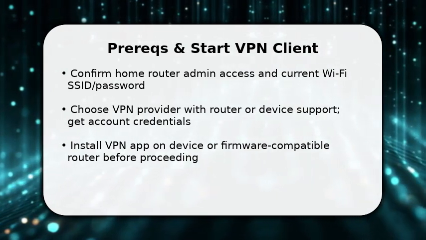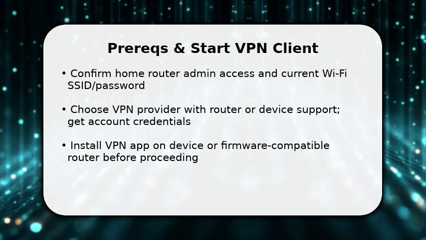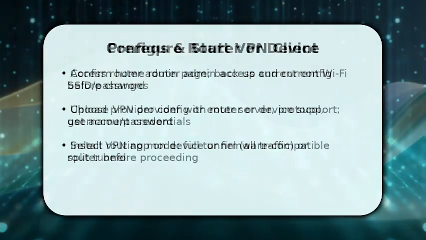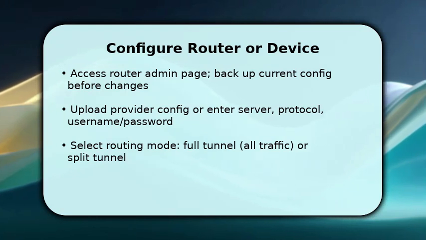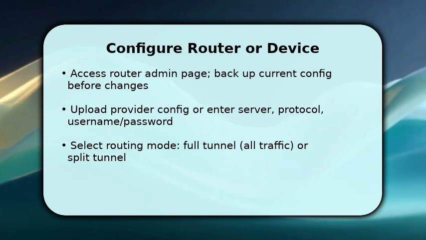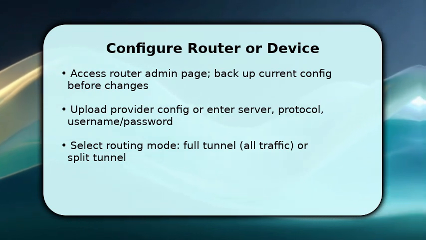Start the client now and log in. This is the first actionable step to link the VPN to your home network routing. Once done installing, log into your router's admin page or the device's VPN settings. Back up the current configuration before making changes.